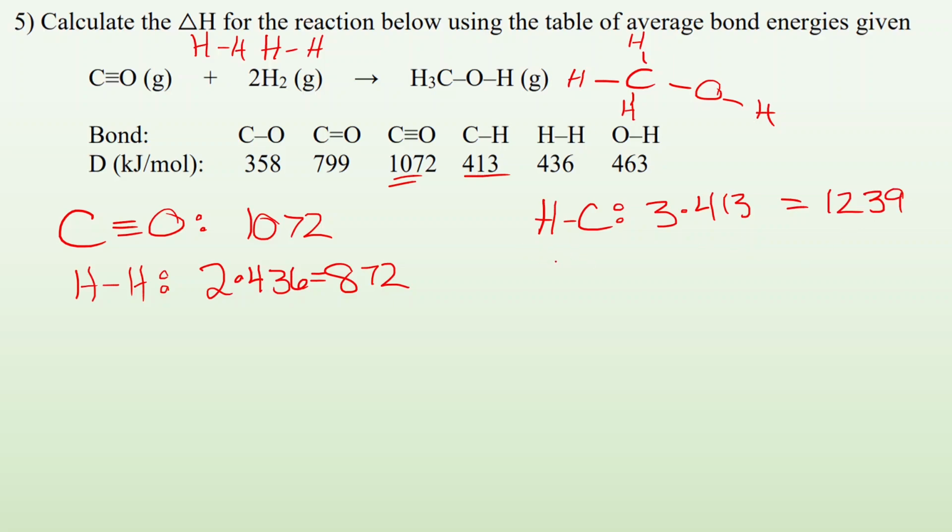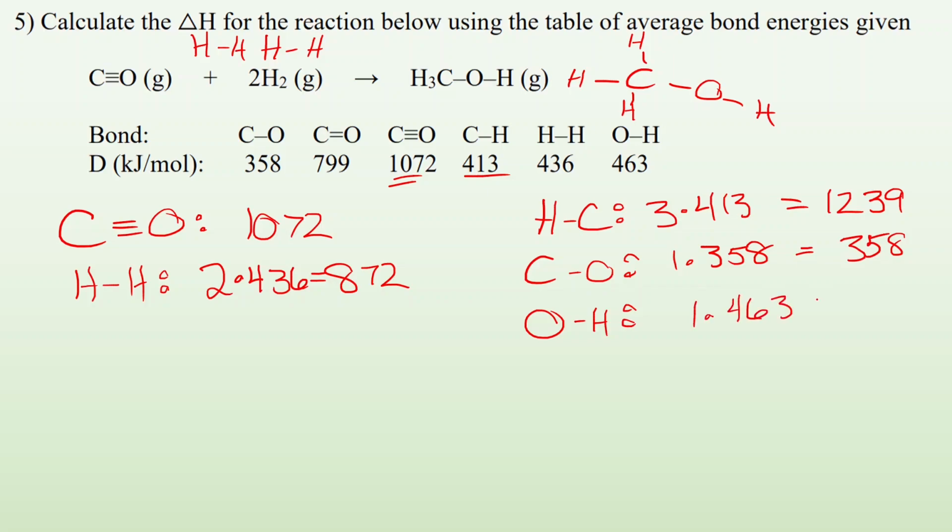I have a carbon-oxygen bond, and I only got one of them, and that is 358 kilojoules. So I release 358 kilojoules of energy when that bond's being made. And then I also have an oxygen-hydrogen bond, and there's only one of them. That's going to release 463 kilojoules of energy. So when I look at the bonds being made and I add all those together, I'm releasing 2,060 kilojoules of energy. When I do it for the reactants and I add those together, I have to invest 1,944 kilojoules of energy.